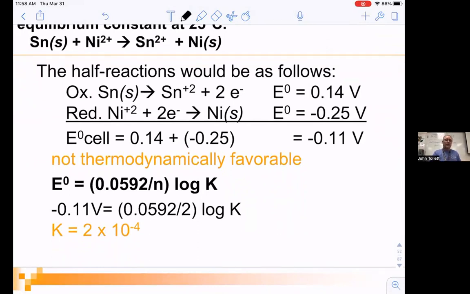I don't know if the answer should really be 2.4, 2 times 10 to the negative 4. I think it's actually more like 1.9 times 10 to the negative 4. It doesn't really matter much. But I think the 2 moles of electrons are actually an exact number, so I wouldn't use those to dictate my sig figs. I probably would use the 0.11. But nevertheless, that's a great way to solve for your equilibrium constant, having been given or having calculated your cell potential.